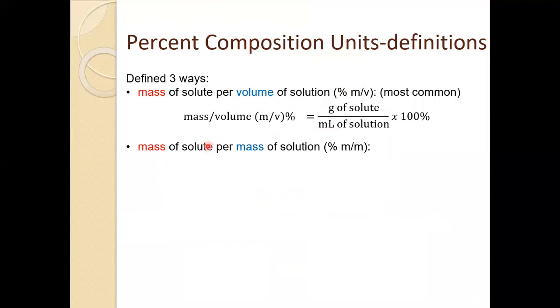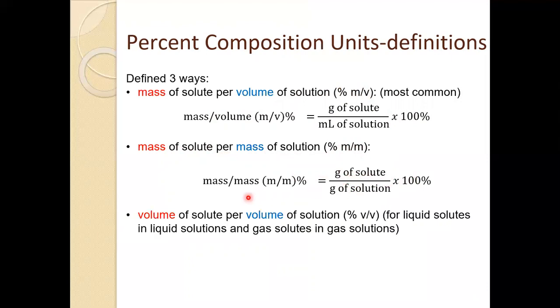Another way of defining percent composition would be percent mass over mass. So this is a mass of solute per mass of solution, percent M over M, or sometimes percent W over W. Either way, it's defined as the grams of solute per grams of solution times 100%. And finally, we might encounter where both the volume of solute and the volume of solution are used. This is percent volume over volume.